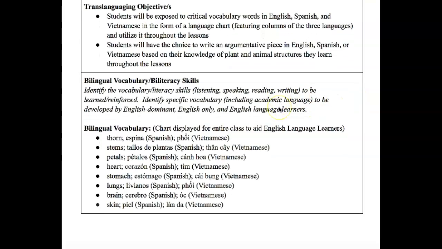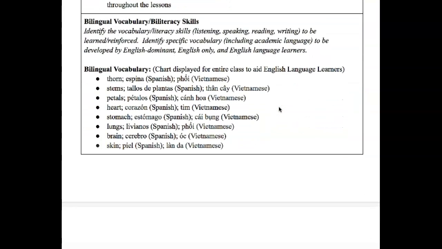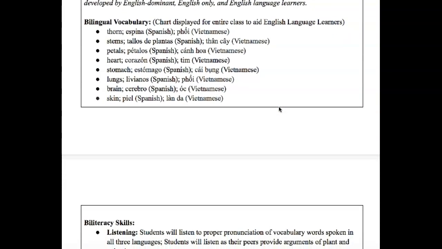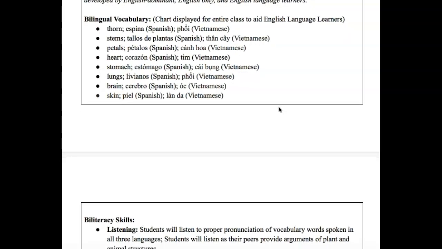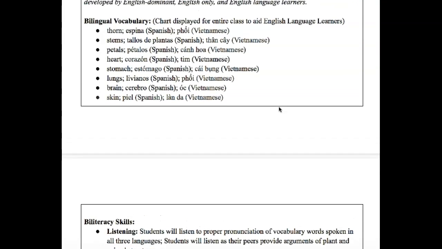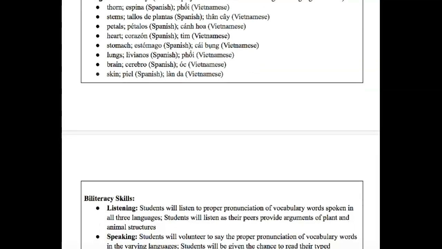And then for our bilingual vocabulary and biliteracy skills, these are the vocabulary words that we would feature on our vocabulary chart. So we would talk about thorn, stems, petals, heart, stomach, lungs, brain, and skin. And then this is what our chart would look like, having a column in English, a column in Spanish, and a column in Vietnamese. And this would just aid those English language learners in having that translation right there visually for them to utilize.